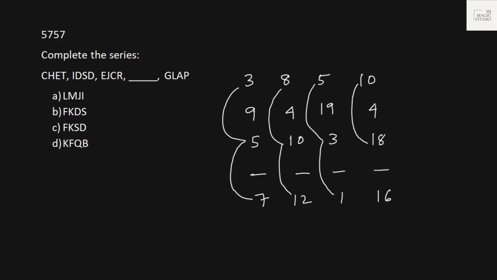So plus 2, plus 2, 9 plus 2, 11. 11 is K. We have that. Then it was moving like plus 2 again. 4 plus 2 is 6. And then 6 is F. So we have KF. Then here it was minus 2, 19. Minus 2 is 17. And 17 is Q. Bingo. K, F, Q fits in. We'll go with option D.